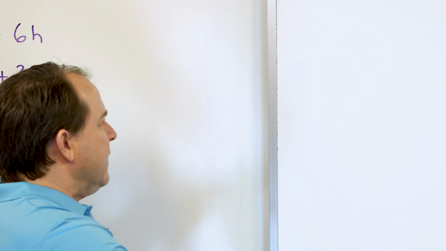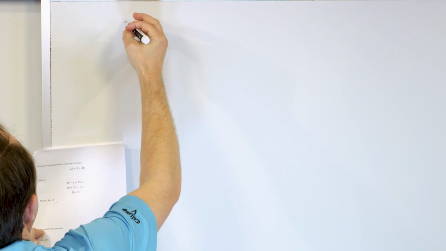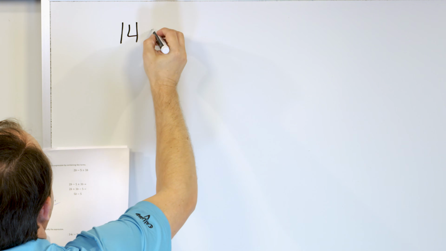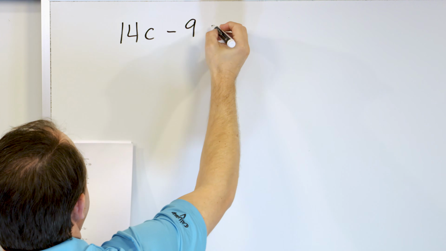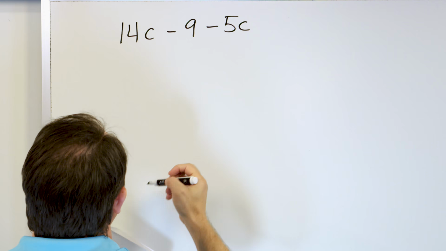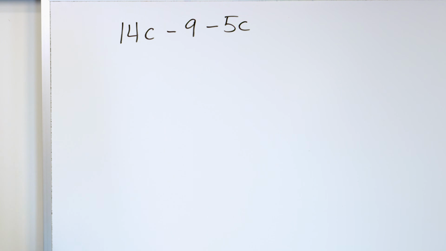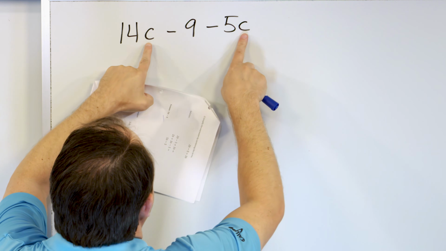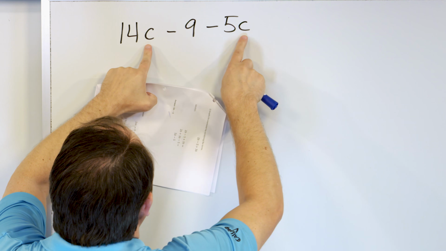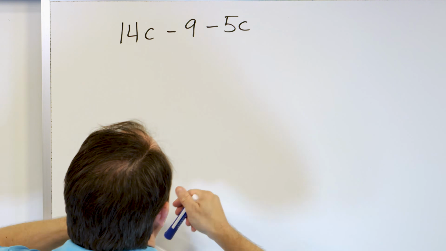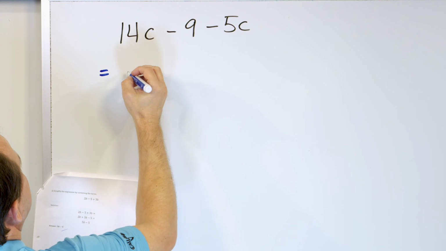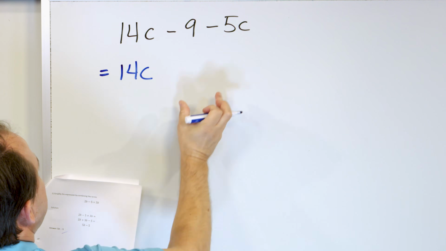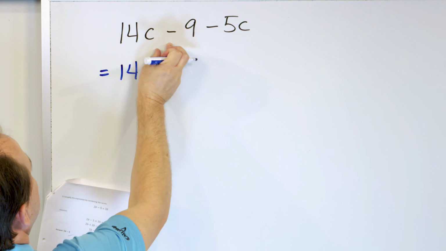All right, let's pick up the pace just a little bit. What about 14 cats, let's say C for cats, minus 9, minus 5 more cats? So I want to combine like terms. Obviously, which terms are the same? C, the variables match, so I can combine them. The 9 I can't combine with anything, so it's going to basically stick around. So I can rearrange this, so 14C, and I want to move this 5C term right next door.